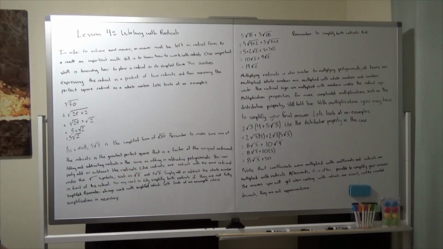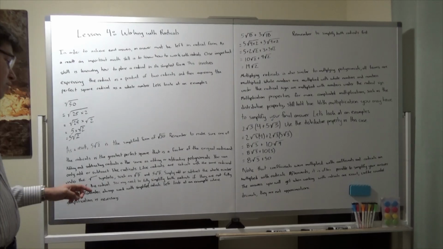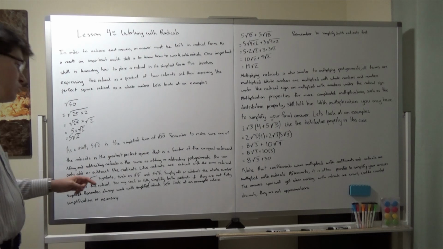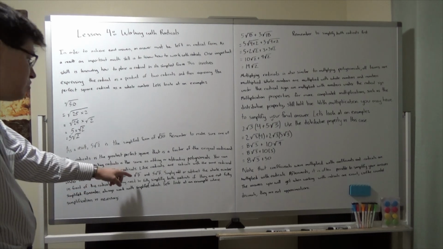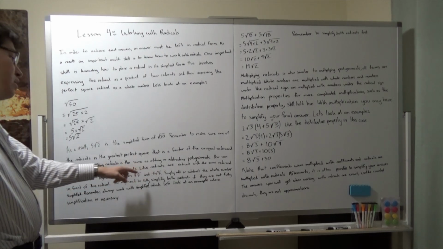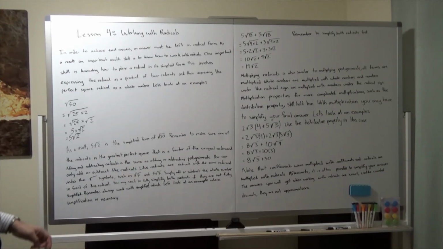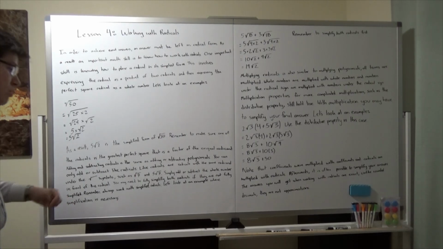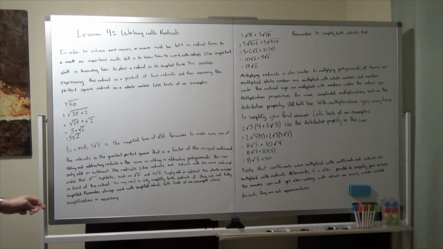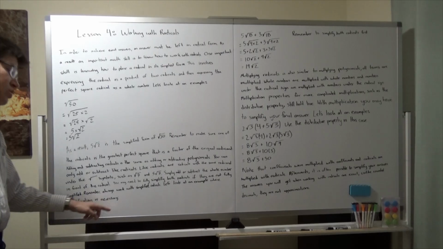Simply add or subtract the whole number in front of the radical. So simply add: 1 root 7 plus 5 root 7 equals 1 plus 5, 6 root 7. You may need to simplify both radicals if they are not fully simplified. Remember, always work with simplified radicals. Let's look at an example where simplification is necessary.